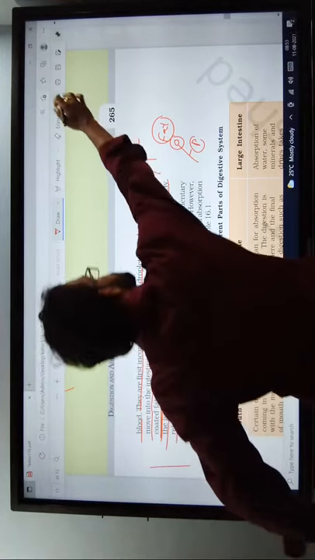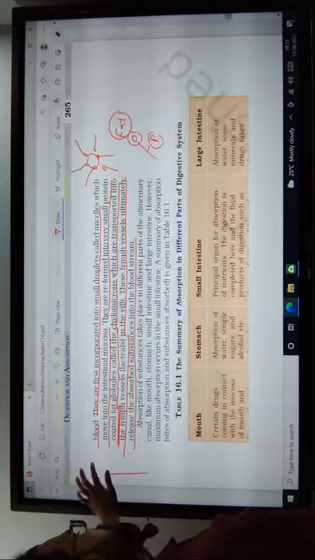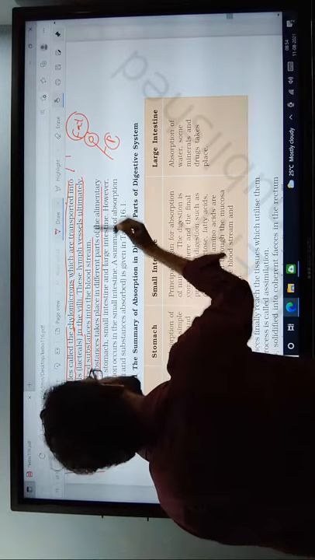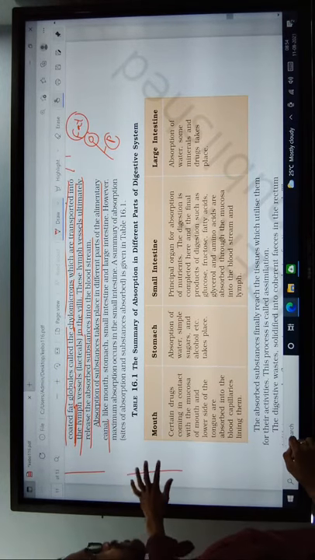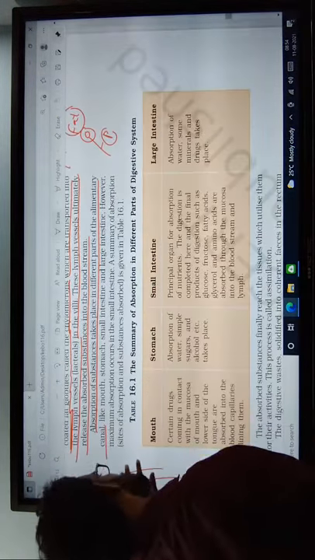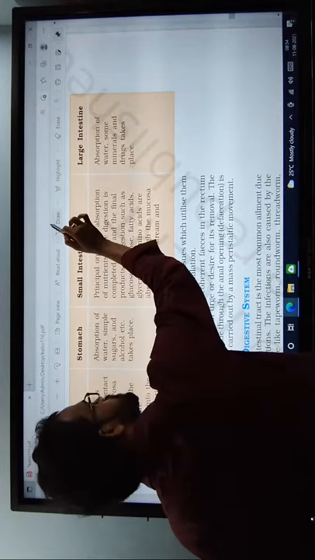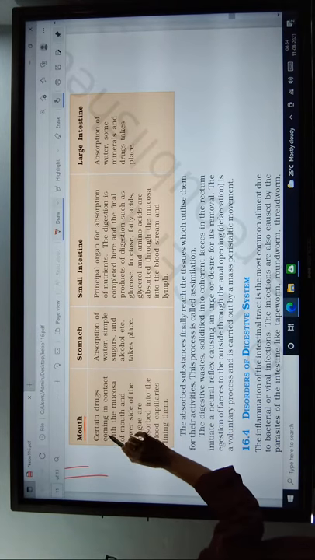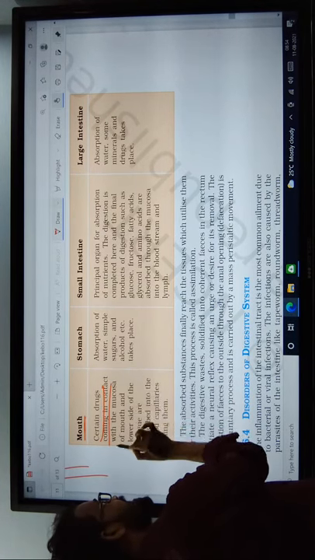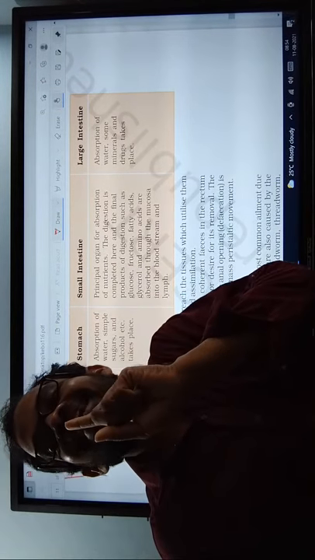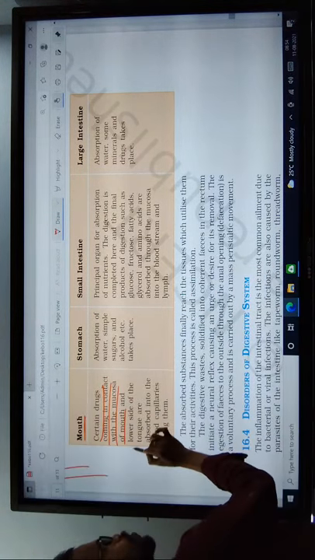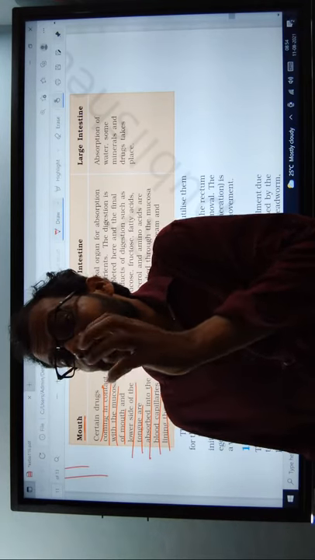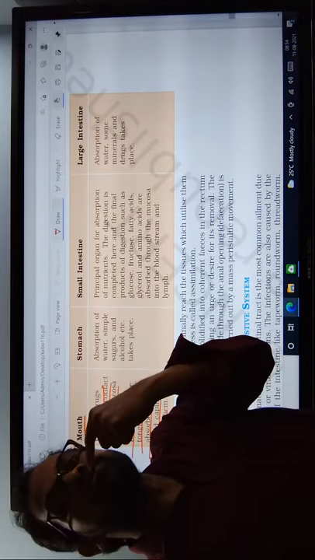Coming to the next one. This is the absorption of materials in different parts of the alimentary canal. What is the first one? Mouth. Now, what are the materials absorbed? First, drugs come in contact with the mucus membrane. Once you take any drugs, they contact the mucus membrane. Also, the lower side of the tongue contains blood capillaries, and absorption takes place from the tongue into the blood capillaries.